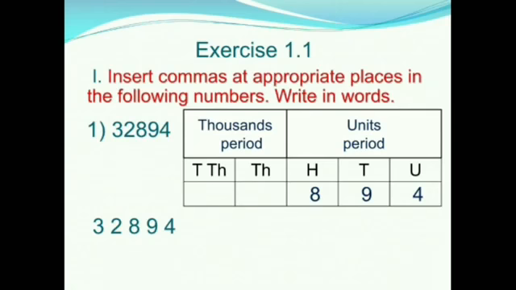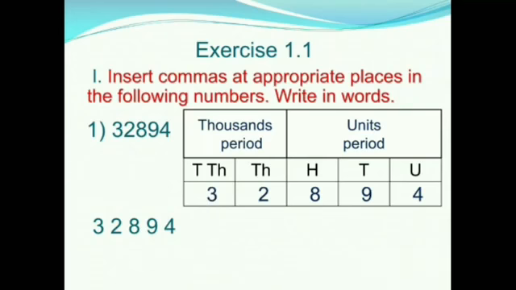Now the fourth number is 2. Which is the fourth place in place value table? Yes, the fourth place is thousands place. So we should write 2 in thousands place. Next, the fifth number is 3. Which is the fifth place in place value table? From right to left. Yes, the fifth place is 10,000. So we should write 3 in 10,000 place.